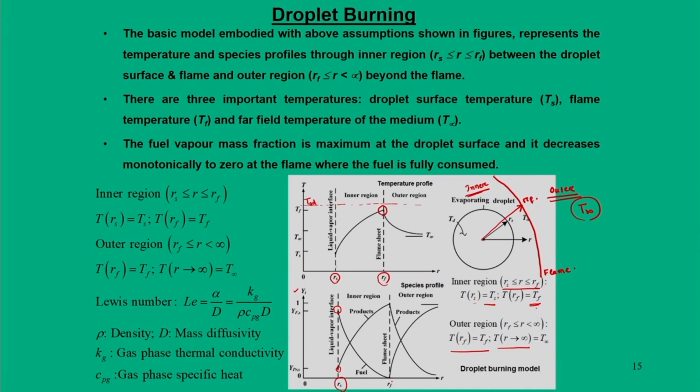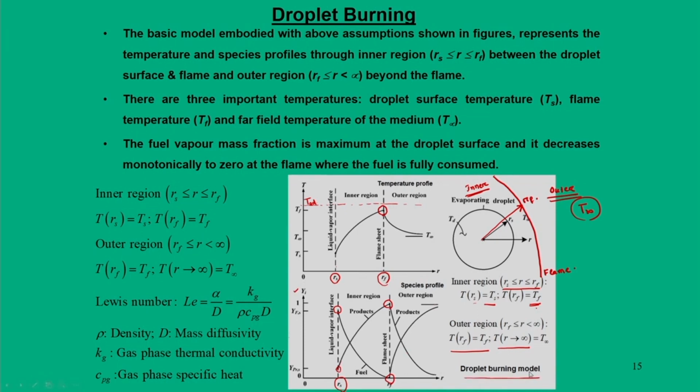How long does it drop? It goes to 0 at the flame radius, and at the same flame radius the product concentration shoots up and goes close to 1. Then beyond that, in the outer regions, the product value drops down, whereas on the flame sheet the fuel concentration again goes up.